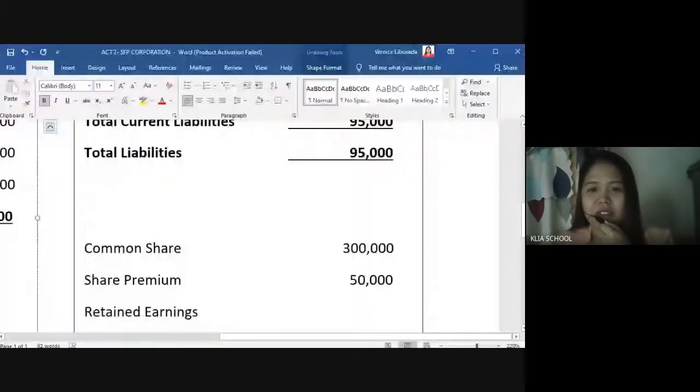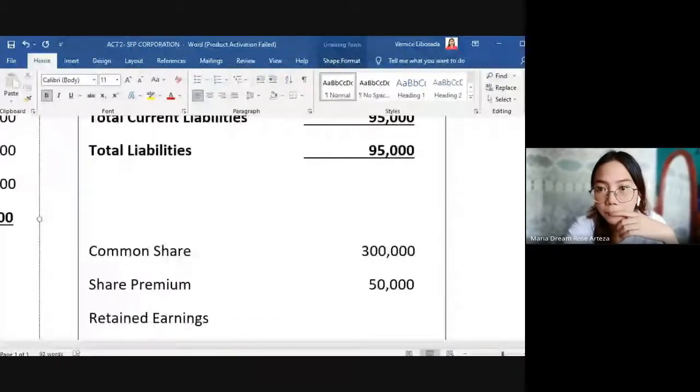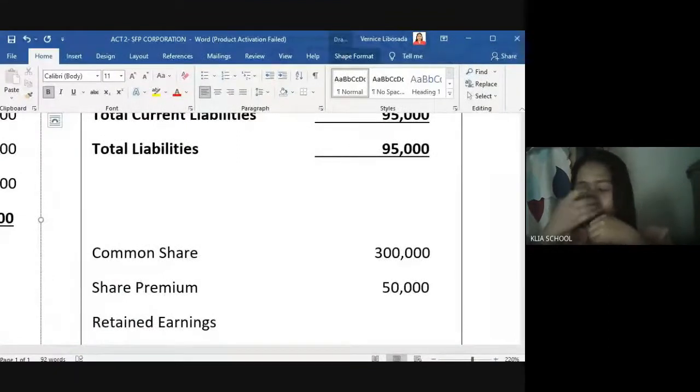Hindi, iisa-isahin lang muna natin. You can also use a calculator if you want to. Magkano? 445,000 minus 95,000. What should be the answer? 350,000 po. So, ang assets natin, very good, will be 350,000.